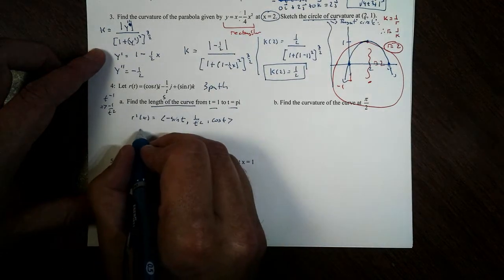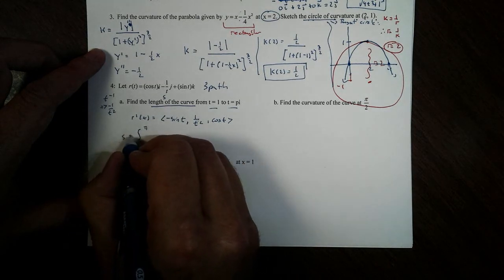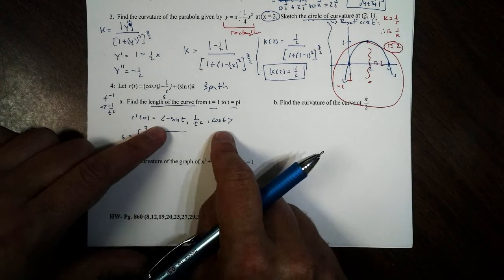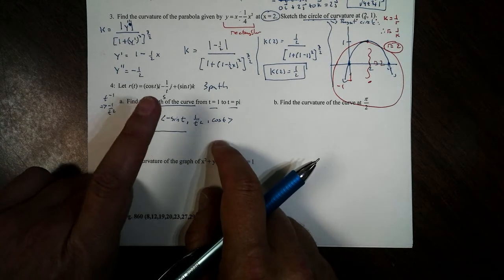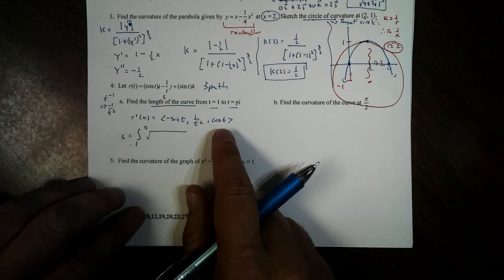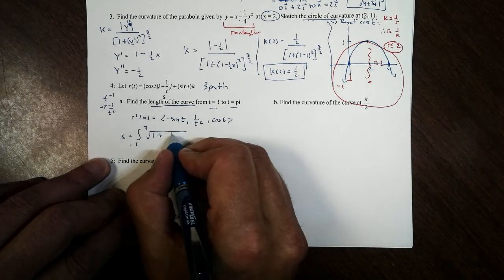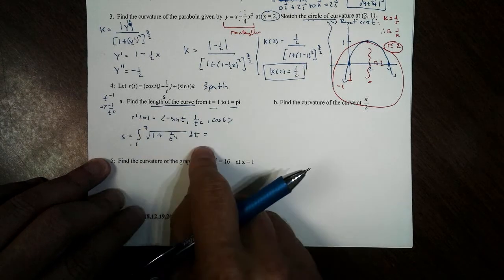So when I want to find the arc length from 1 to pi, we would take the magnitude of our r prime of t, of course. When we do this, we see the sine squared plus cosine squared, and that, of course, will be 1. Plus, when I square this, I get 1 over t to the 4th. Don't forget your differential, dt.